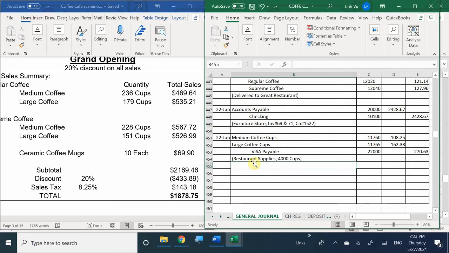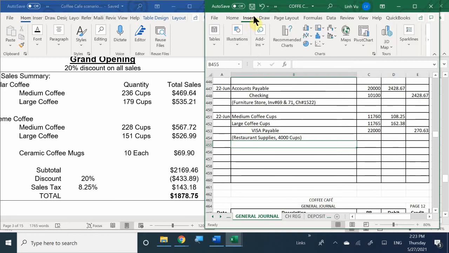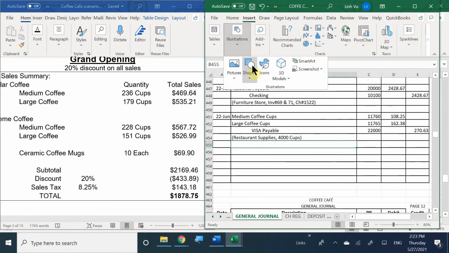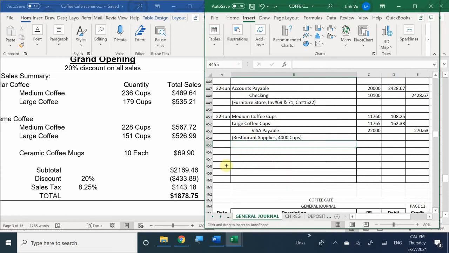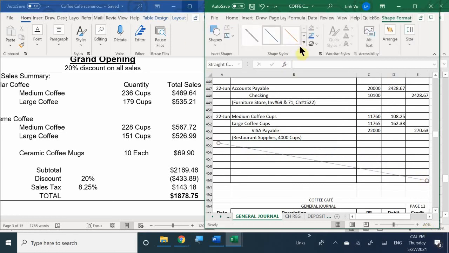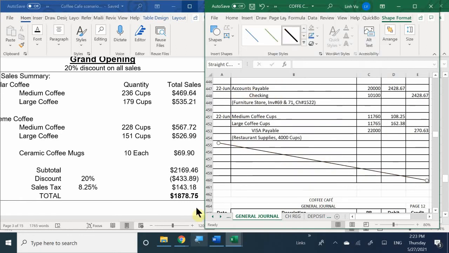Now here's where I didn't have enough room for the next transaction, so I did my strike through. Perfect. Insert. Shape. Oh, come on, buddy. There we go.